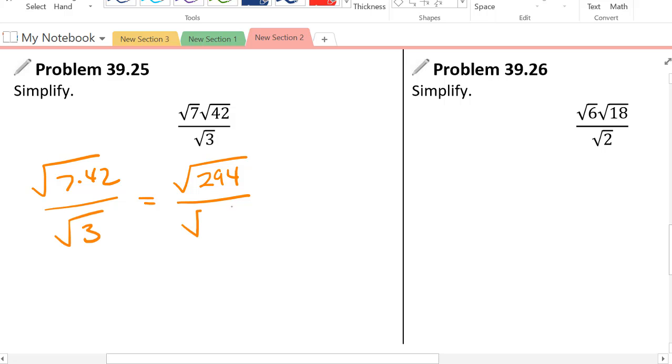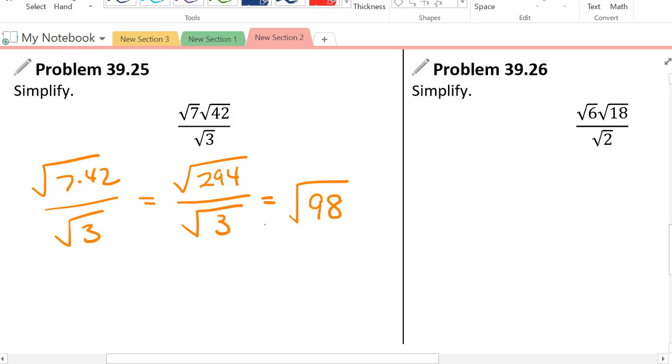So that's square root of 294, divided by the square root of 3. Now I can divide the 3 into 294 because they both have a square root. The 3 has a square root, so I can divide into that. So that'd be 294 divided by 3. That would give us 98, the square root of 98. Again, it's still a square root. I didn't take the square root yet.